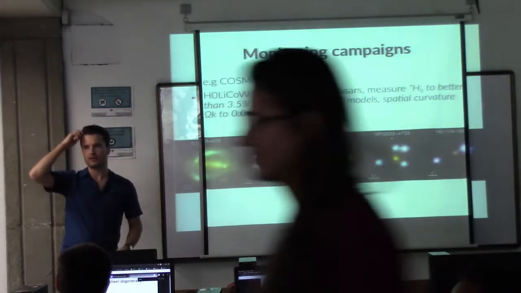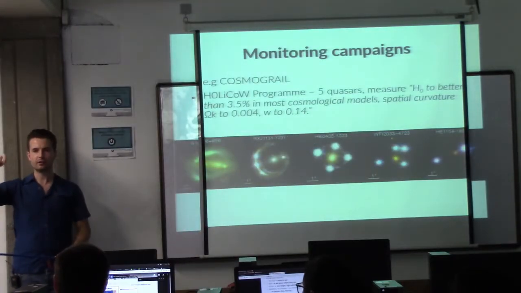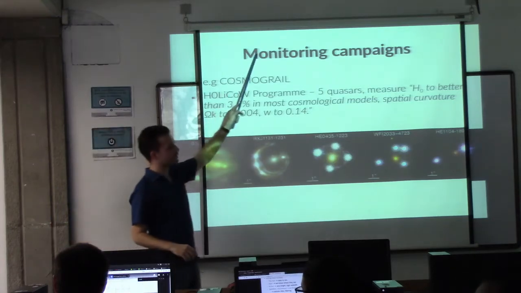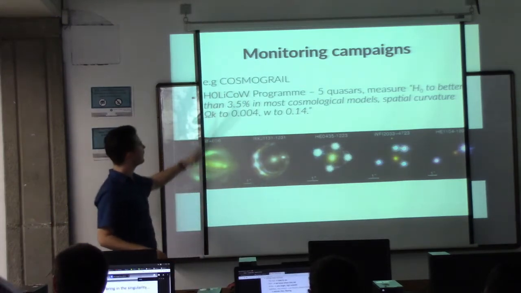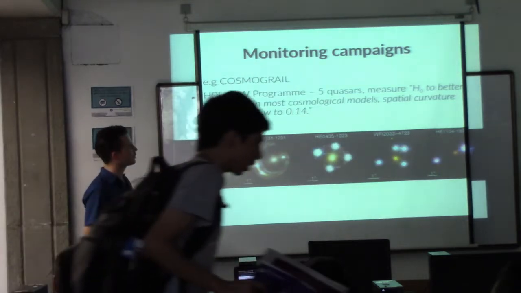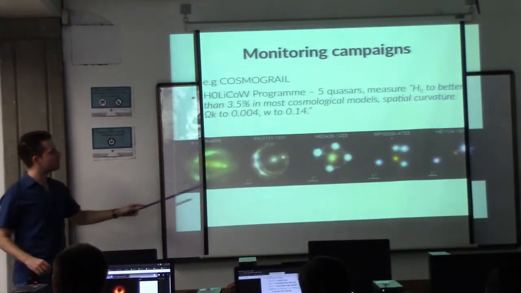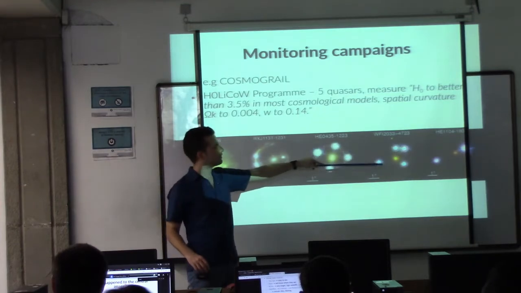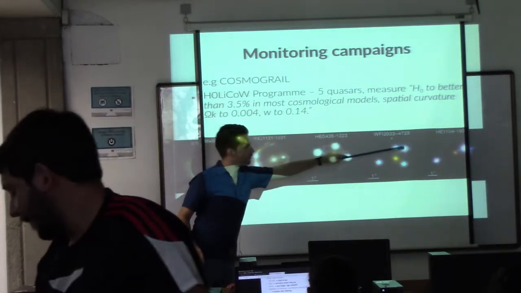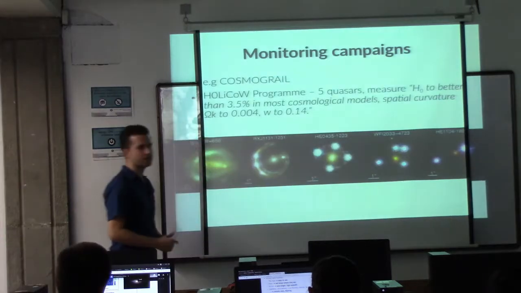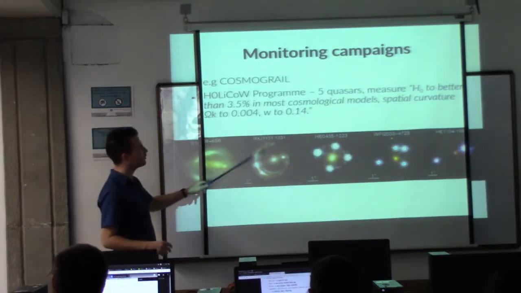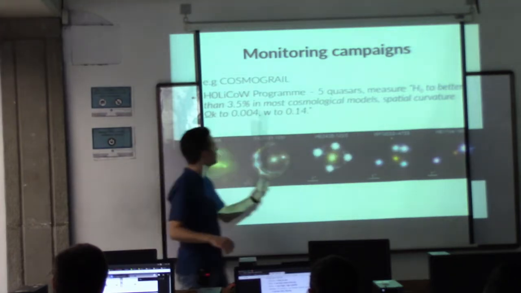And some of the quasars are highly variable in optical wavelengths. So there are massive monitoring campaigns, such as COSMOGRAIL and the H0LiCOW program, which are trying to measure a few select lensed quasars, which have nice image separations, well-understood lens models, and good measures of time delay, to try to measure the Hubble constant to very high precision.